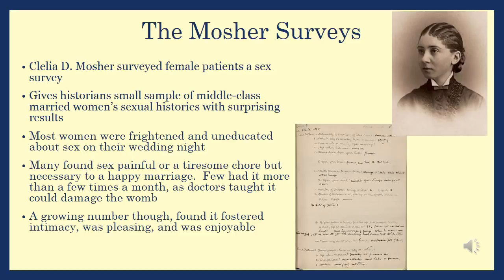We also found in these surveys that many women found sex to be painful, they found it to be a tiresome chore, but they did believe that it was necessary to a happy marriage. And few of them had it more than a couple of times a month because doctors in this time period taught women that if they had too much intercourse that they could actually damage their womb. And so one of the reasons that men will say that they turn to prostitution is because they didn't want to damage the health of their lovely wives.